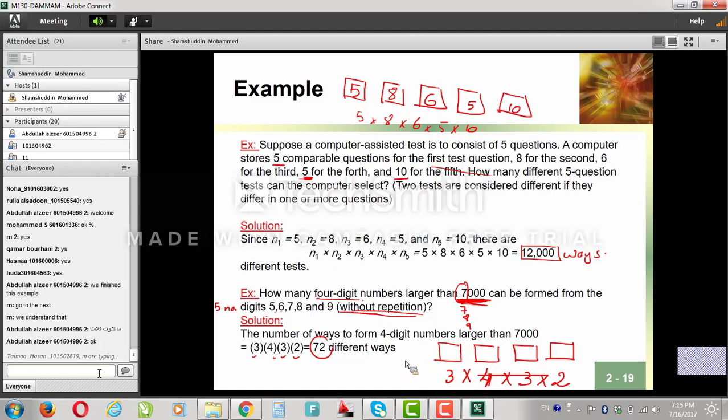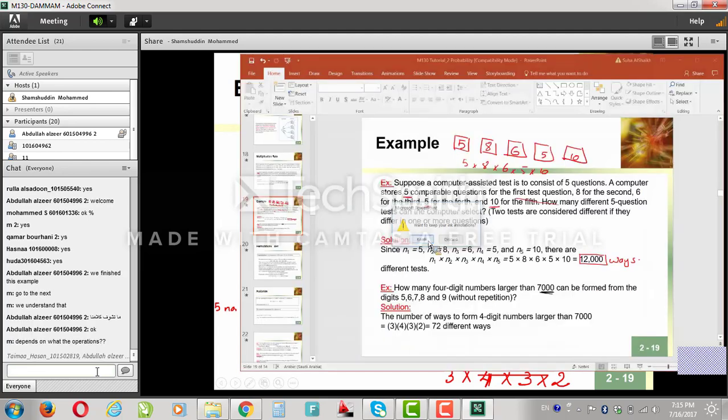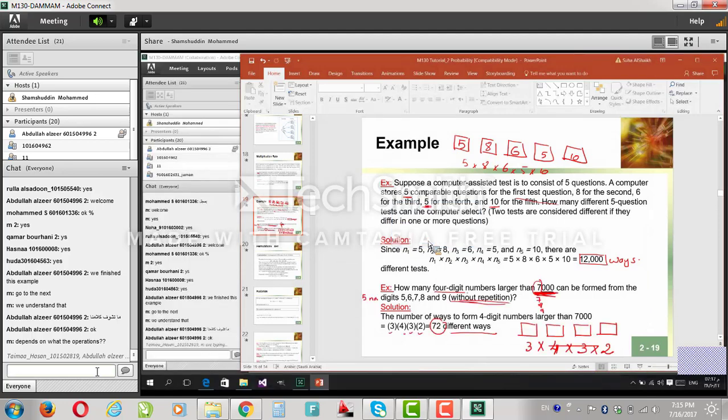5 C 3 to form the numbers, and she's choosing 3. So is that clear? Which is 120 here. And for the sport, he has a 5.